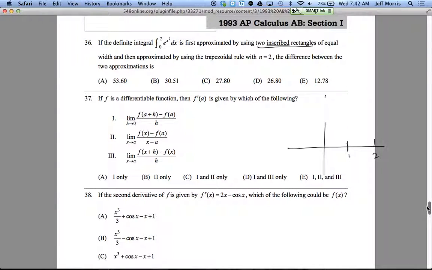Now, e to the x squared, if you don't know what it looks like, maybe you do need to kind of know what it looks like. This is the bell curve. Does anybody remember me telling you that? Okay. So if I want it to be on the inside, would it take a right endpoint or a left endpoint to be on the inside? It would take a right endpoint.